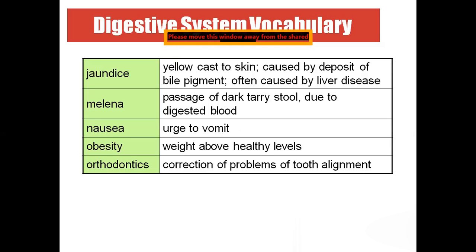And melena. Melena is dark, tarry stools. Usually, if the person is consuming iron tablets or iron syrup, they will usually get dark stools.